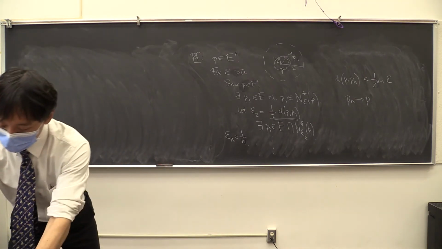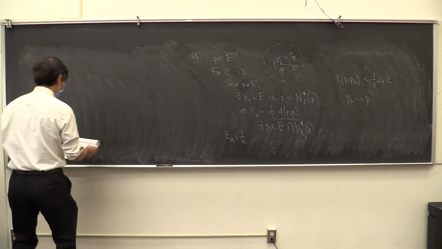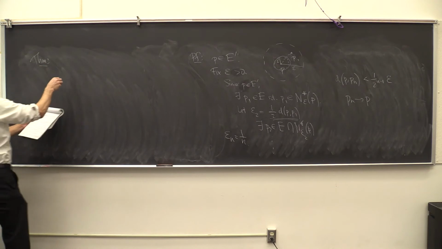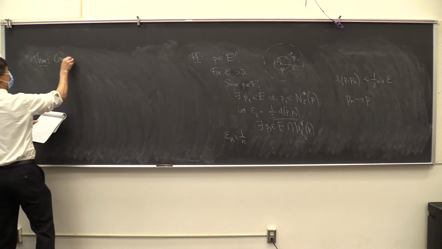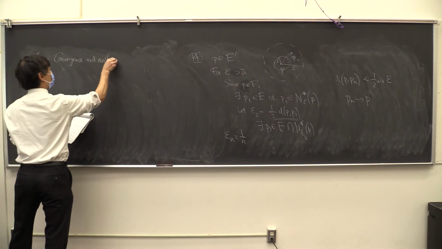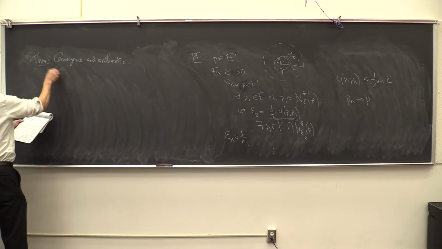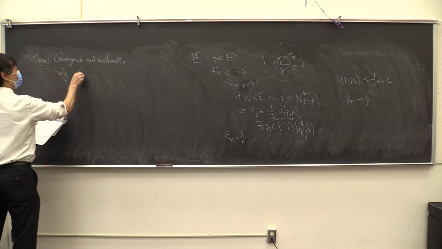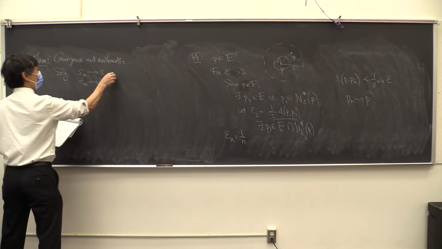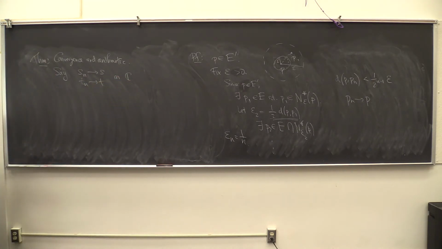Okay. So, as usual, we'll have some theorem about limits and arithmetic. Convergence and arithmetic. So, say that you have two sequences, Sn that converges to S, and Tn that converges to T in the complex numbers. So you've got sequences of complex numbers.